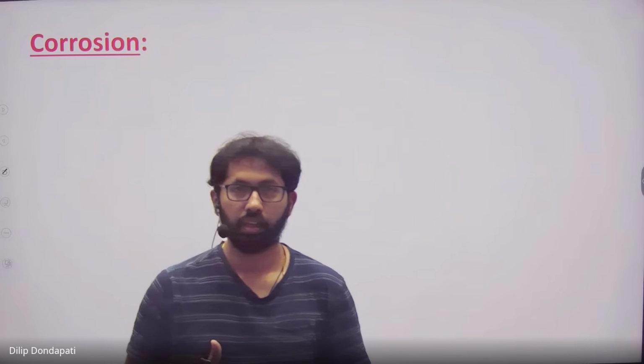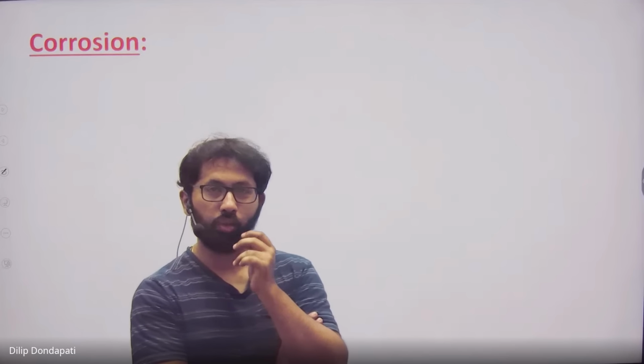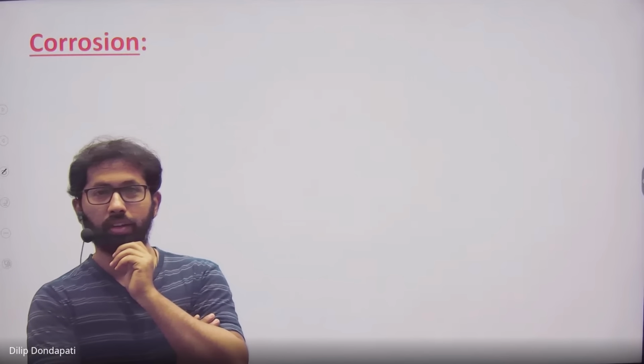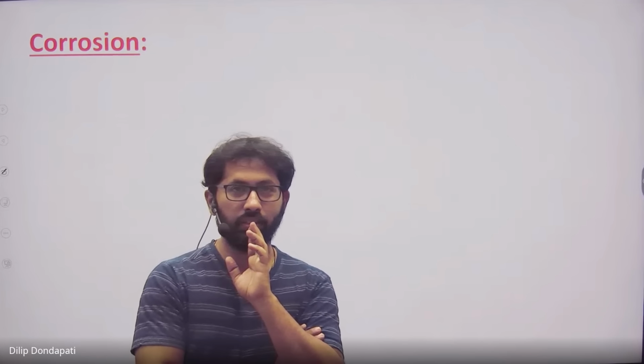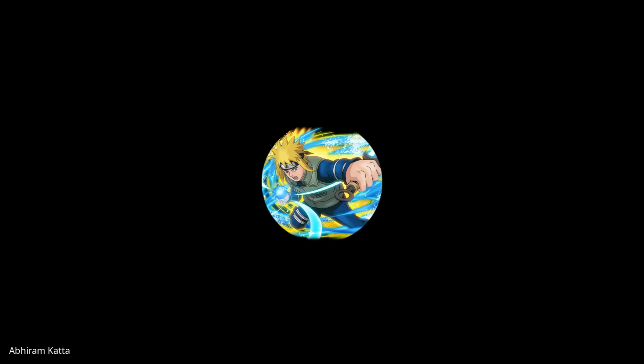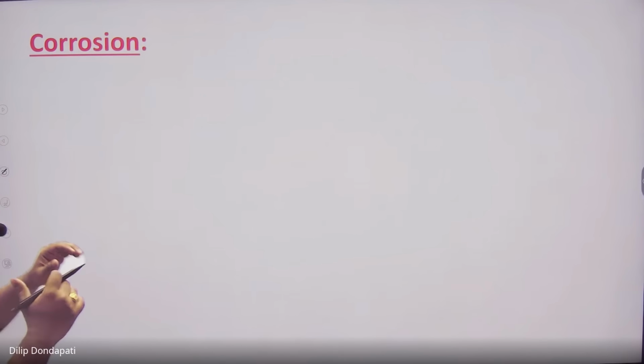Next topic is corrosion. What does corrosion mean? Rusting of metal, I mean iron. Only iron will rust, the others will not. Tarnishing of copper and silver. Copper and silver only. That is called corrosion. Metals being gradually destroyed by chemical reactions. That is the definition of corrosion.